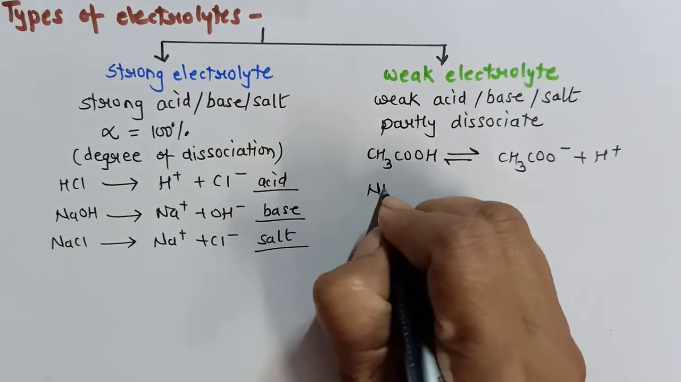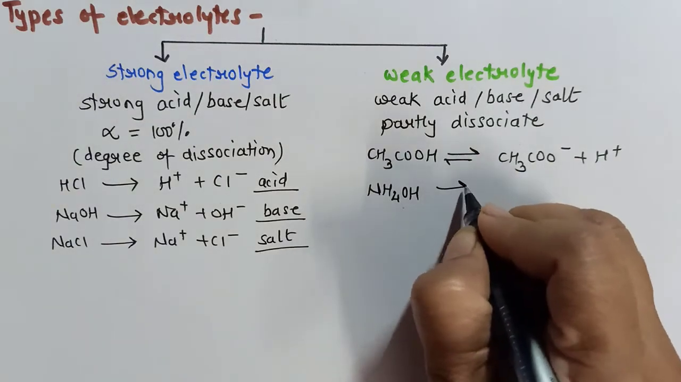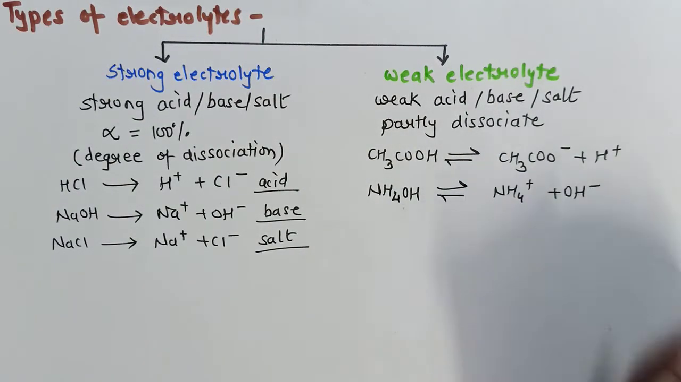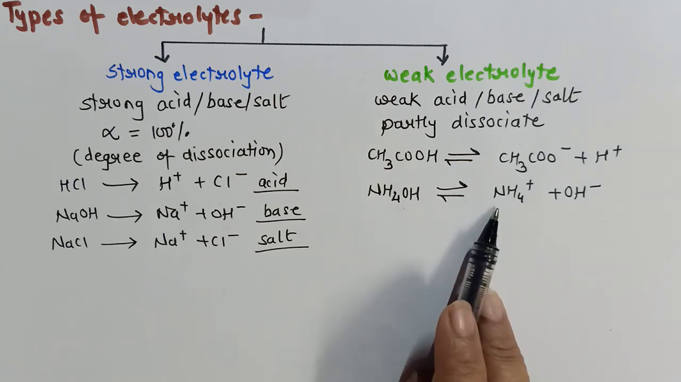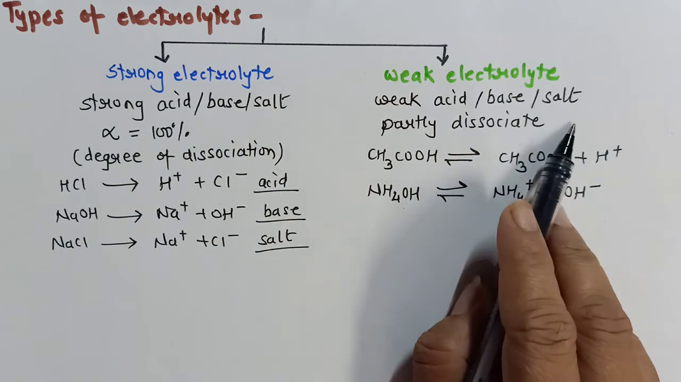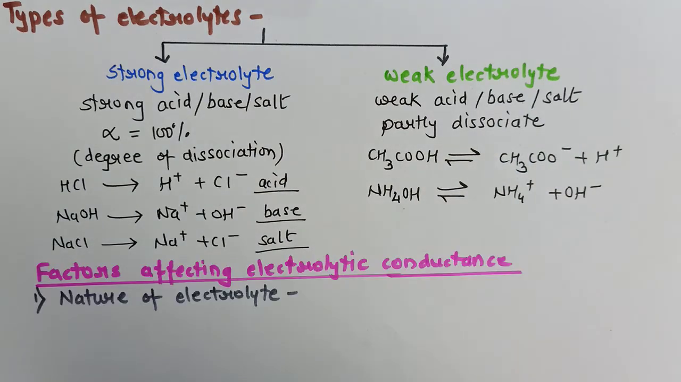For one more example, ammonium hydroxide, which is a weak base, dissociates into NH4 plus and OH minus. So in a beaker or any container in which I'll be diluting ammonium hydroxide, I will have ammonium ion, I will have hydroxide ion, as well as I will have ammonium hydroxide molecules. And therefore we say the weak electrolytes do not dissociate completely, they partly dissociate.